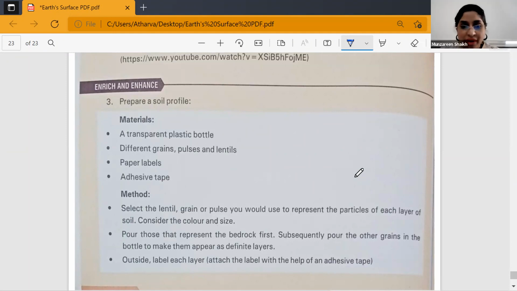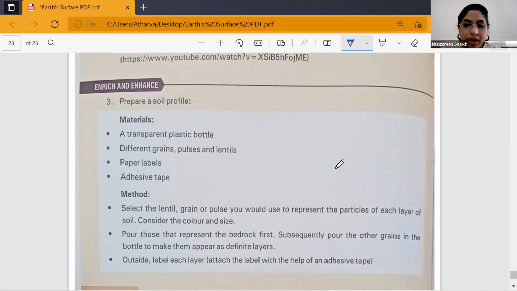What materials will you require? A plastic bottle and different grains. Yes, a transparent one. Remember that. The plastic bottle should be transparent so that whatever you are doing should be visible. Then different grains, either pulses or lentils. Then paper labels where you're going to label it. All right. Now, what is the method?